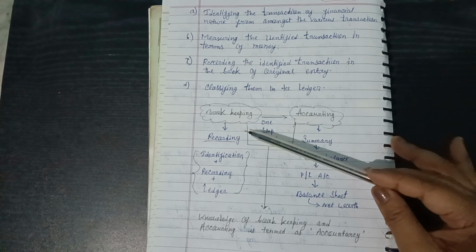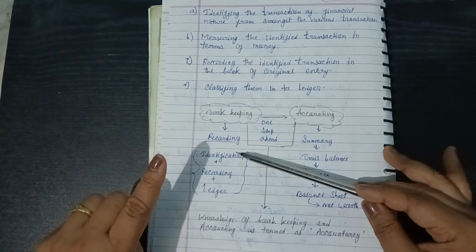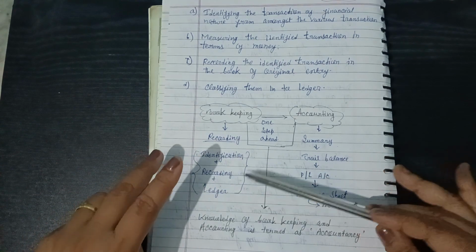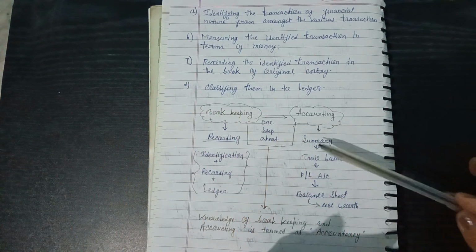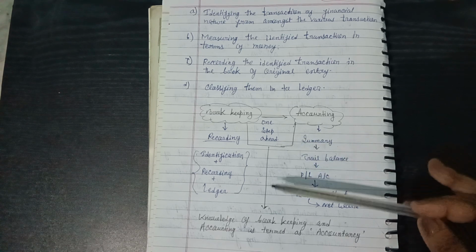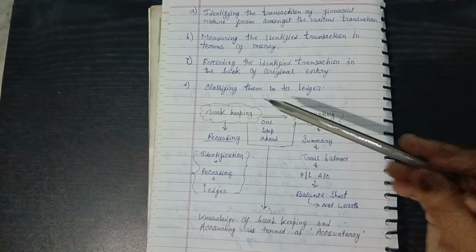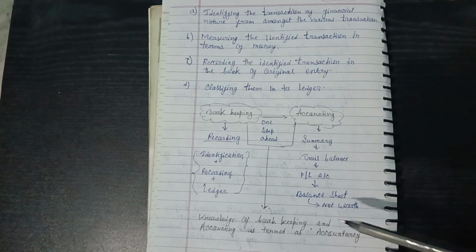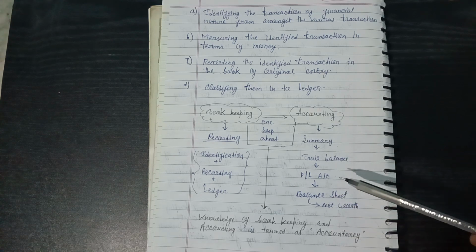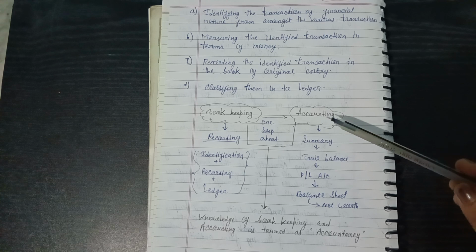So bookkeeping is a smaller part. Only three things we are doing here: identifying, recording and ledger. When bookkeeping ends, accounting will start. And knowledge of bookkeeping and accounting is termed as accountancy. So this is all about bookkeeping, accounting and accountancy. But for more clarity we will discuss the difference between accounting and accountancy.